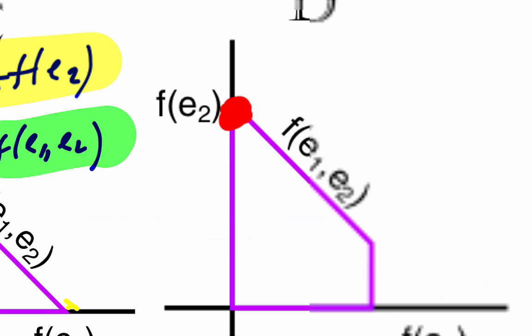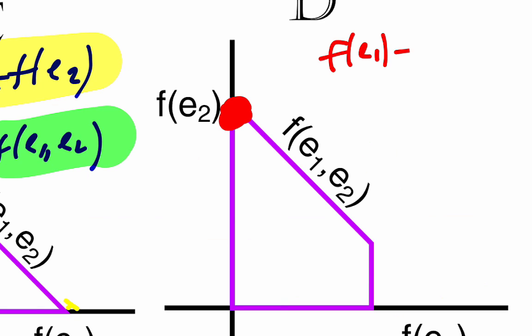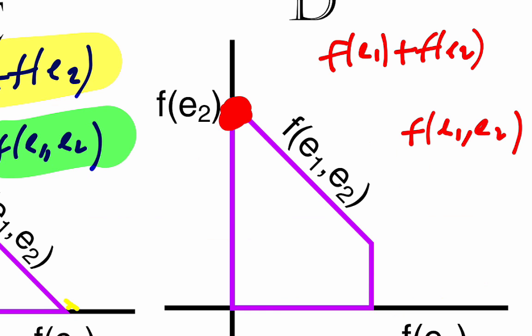Let's zoom in here. So f of E1 plus f of E2 versus f of E1, E2. Is the yellow greater than or less than the green?